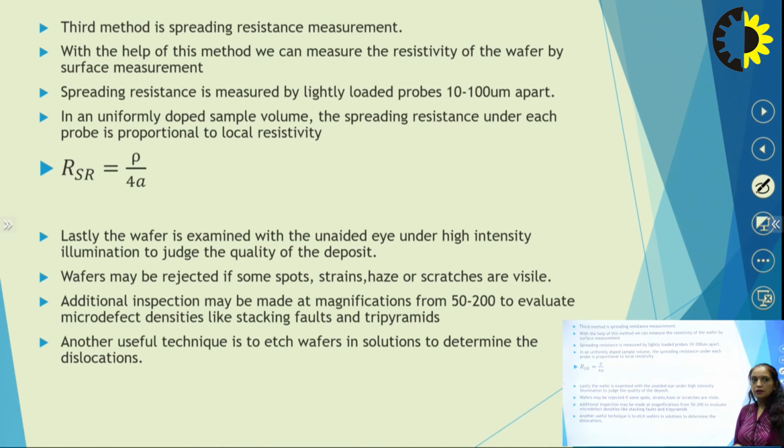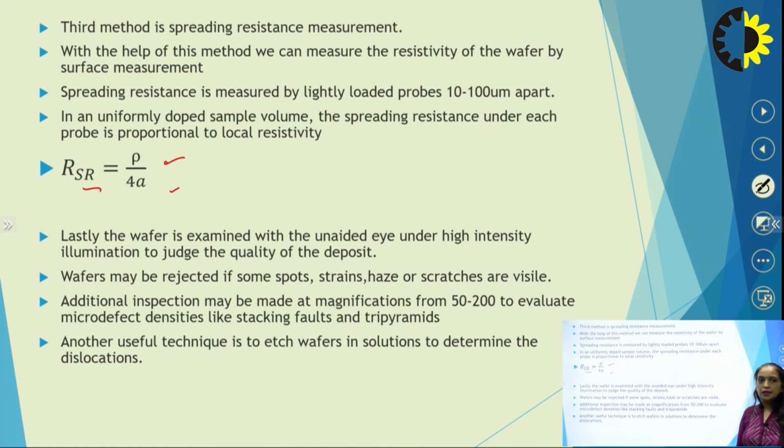Next, the last method is the spreading resistance measurement. With the help of this method, we can measure the resistivity of the wafer by surface measurement. Over the surface of the wafer, we calculate the resistance at certain points. Spreading resistance is measured by lightly doped probes, which are kept 10 to 100 micrometers apart. In a uniformly doped sample volume, the spreading resistance under each probe is calculated by this formula: the resistance is rho upon 4A, where A is the area.